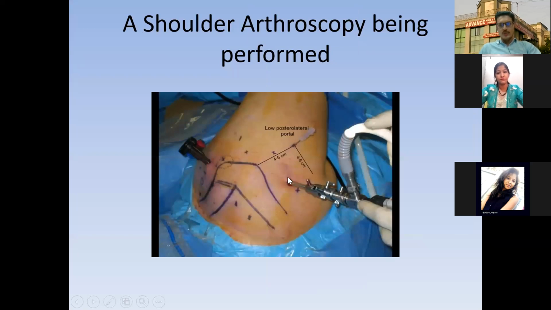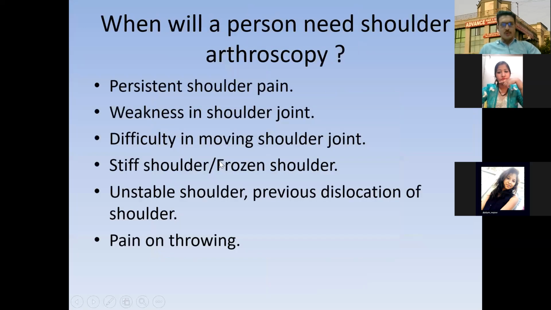This is how we do a shoulder arthroscopy. So it's a keyhole surgery. So we make small holes and insert our instruments through those small holes.